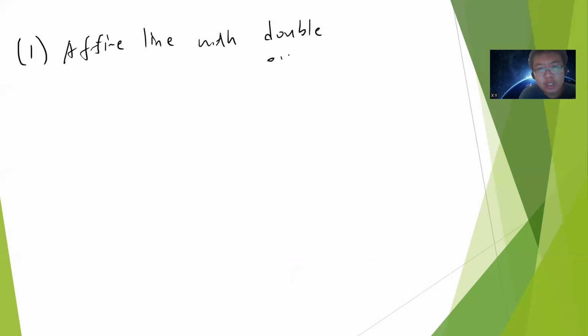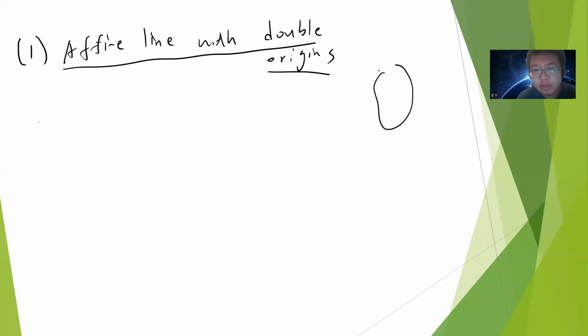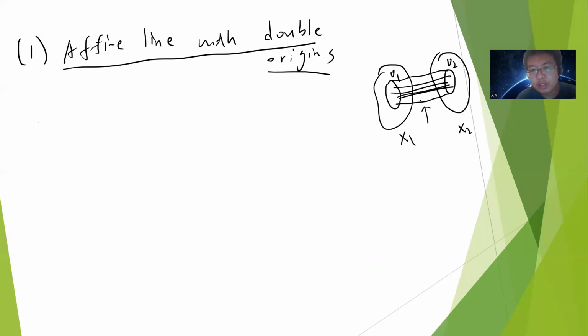The first example is very simple, and people like to ask about it: the affine line with double origin. I don't like these examples, but they are the standard. So what is the affine line with double origin? We need to use the gluing of schemes. Remember that if somebody gives you 2 schemes X1, X2, you can take open sets U1 and U2 and glue them, saying they are the same. But you need to define a map to glue them.